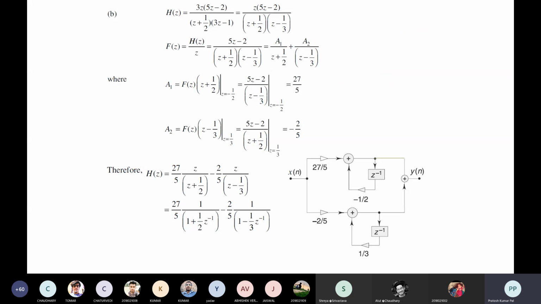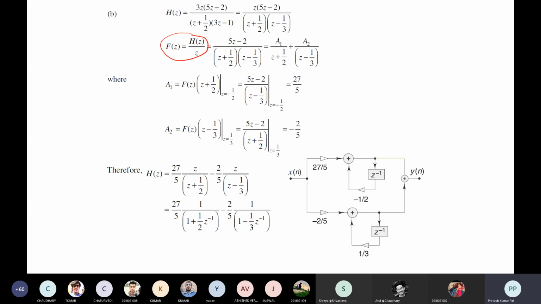The second question, one more question is there. H of z is given as 3z over 5z minus 2. Okay, so this is the question. To make the partial fraction, we will consider a function F of z, equal to H of z divided by z. Making sure that if the z is coming out from there, or if there is no z, we will just divide the complete H of z on the numerator and denominator side by z.